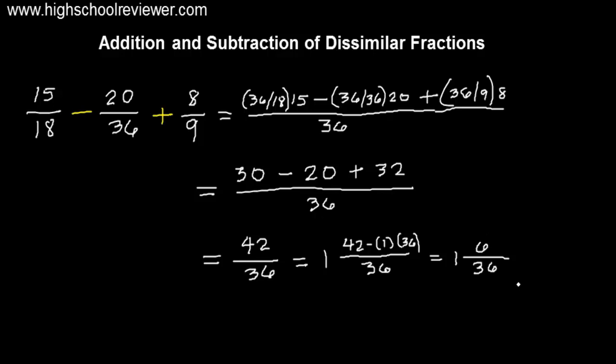6. And we can still simplify 6 over 36. This will be 1 and 1 over 6. Therefore, 15 over 18 minus 20 over 36 plus 8 over 9 is equal to 1 and 1 over 6. And this is our final answer.